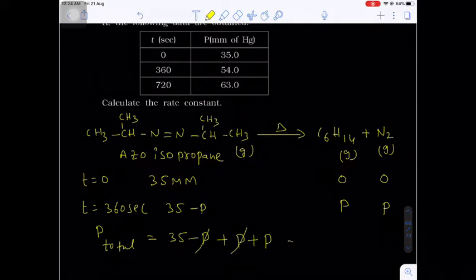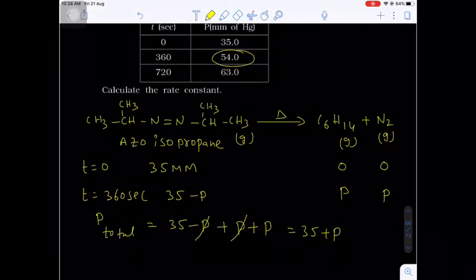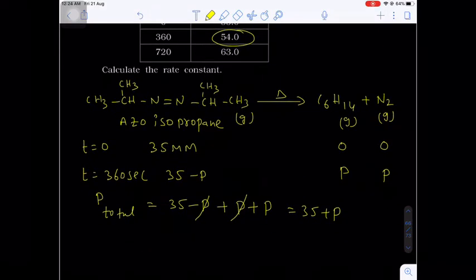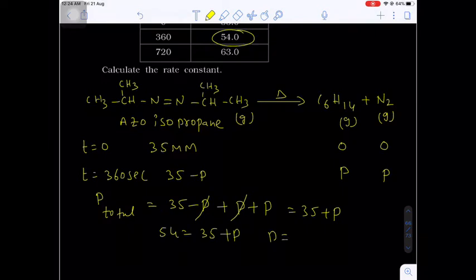So you will get a total pressure of 35 plus P. But actually the total pressure given is 54. So 54 will be equal to 35 plus P. So here P is equal to 19 mm.